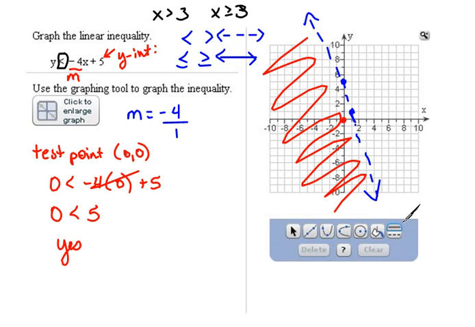Now, be careful for what you're doing, because if you need a solid line, you'll have to choose this option on my math lab. If you need a dotted line, you'll have to choose this option. And then to shade, you grab this little paint bucket here and click on the side that you want shaded, and it will shade it for you.